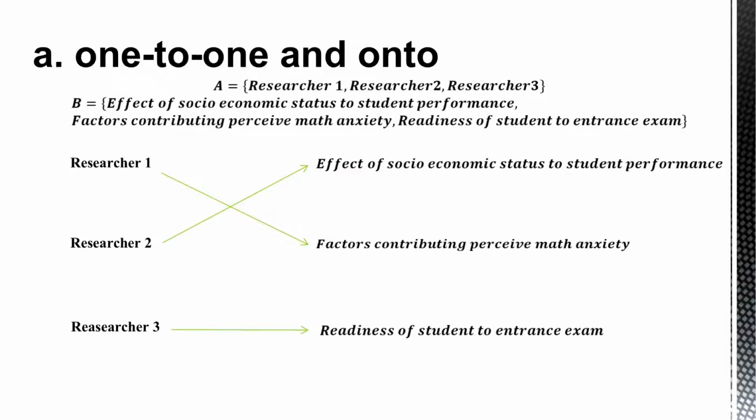As you can see here, researcher 1 is assigned to factors contributing perceived math anxiety. Researcher 2 is assigned to effect of socioeconomic status to student performance, and researcher 3 is assigned to readiness of student to entrance exam. It is one-to-one function since all elements of codomain are assigned to exactly one element of domain. And it is onto function because all elements from codomain have an image or are assigned to an element of domain. Therefore, this problem is a one-to-one and onto function.